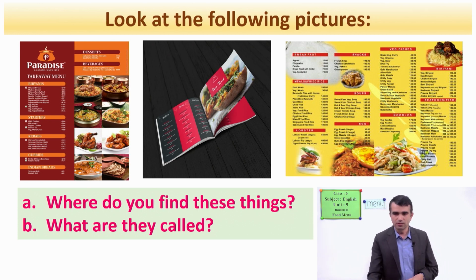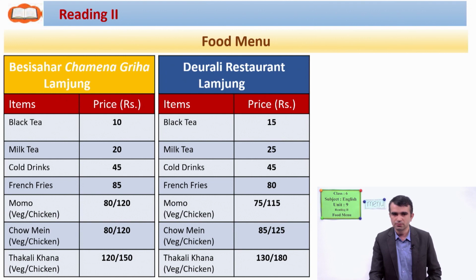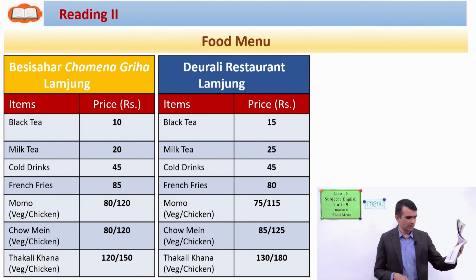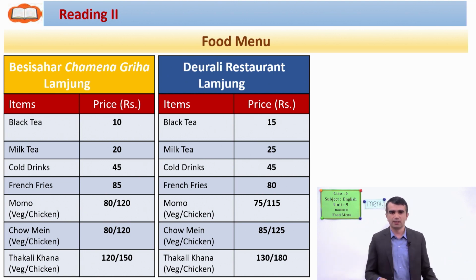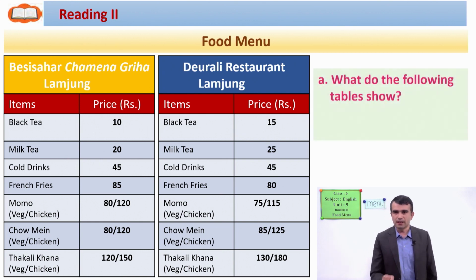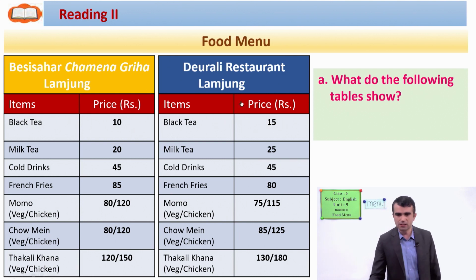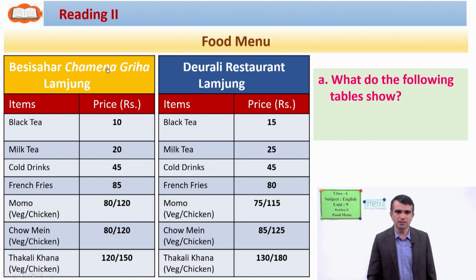Let's go to the book. Reading 2, food menu, page number 91. Now this is given in your book. Here there are questions. What do the following tables show? These tables, what do they show? What can you see there in those tables? Yes, you can read out and say.